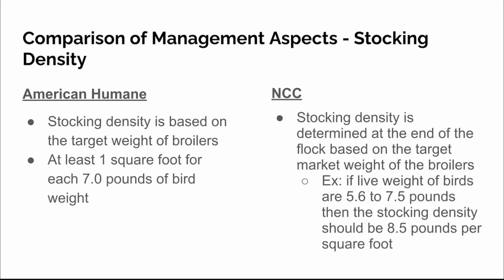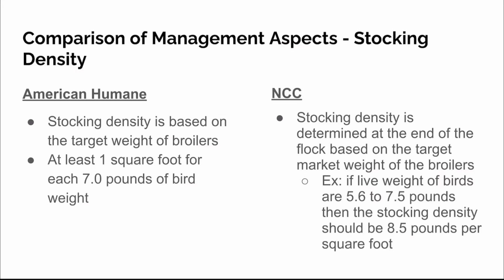Next, we have stocking density. This is actually pretty important within the poultry industry. For American Humane, the stocking density is based on the target weight of the broilers. And what they had is at least 1 square foot for each 7.0 pounds of bird weight.